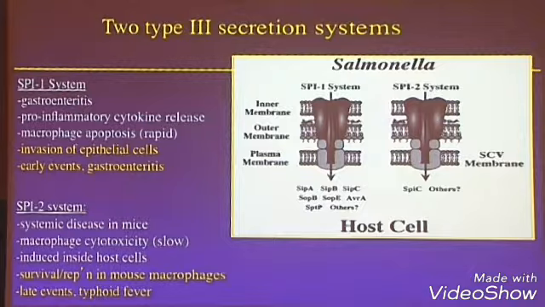Work over the years in our lab, David Holden's lab, and many others has shown that this system seems to be involved in the bacteria surviving inside phagocytic cells, macrophages, etc. And it's thought to be involved in the systemic type of disease, so the later events seen in typhoid fever, etc. So the dogma says it's gastroenteritis for SPI-1 and then systemic diseases such as typhoid fever for SPI-2.